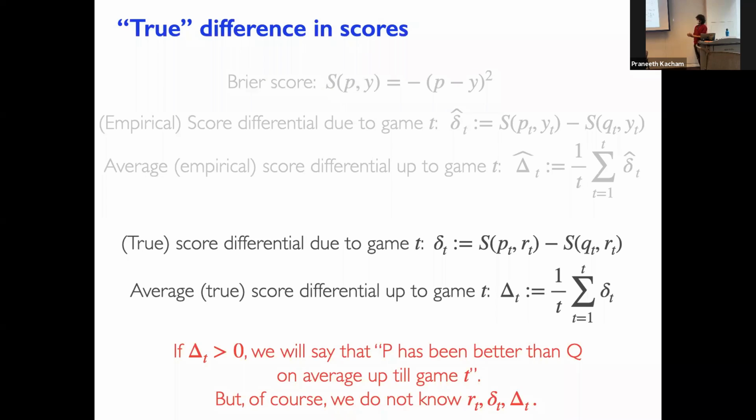So what we really want to do is something like, if delta T is greater than 0, we want to say that P has been better than Q on average, up to game T. And of course, the problem is we don't know RT, we made it up. We don't know delta T, we don't know capital delta T. What we would like to say is not something based on delta hat T. That could have some chance in there, but delta T is a well-defined target. Okay, so how do we get around this fact that we don't know any of these quantities, but we would like to reason about them?